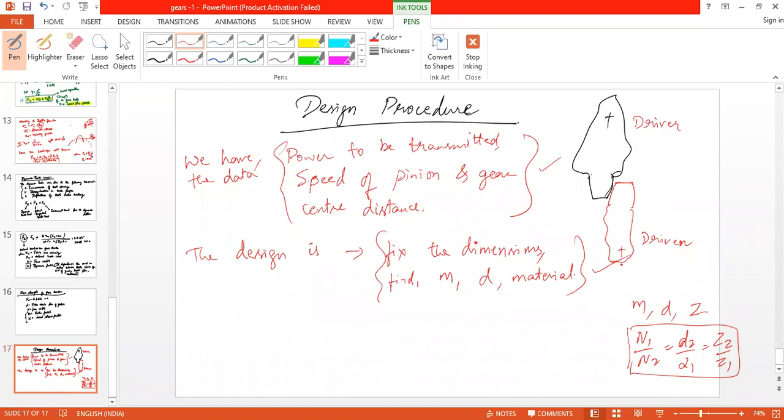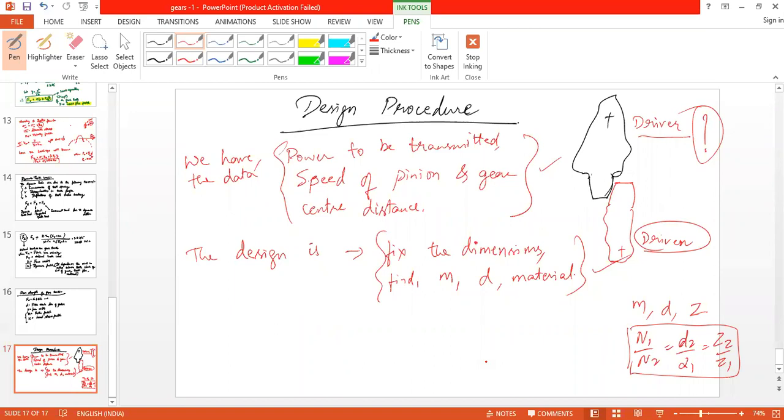Now the important thing is which component you will design, whether you will design the driver gear or the driven gear. Which one? That is the question. Which component you will design first? Pinion. Why should we design the pinion? Why can't we design the gear? Because from pinion we need to transmit power to the driven gear.